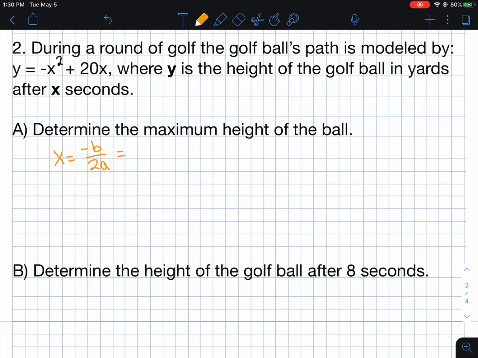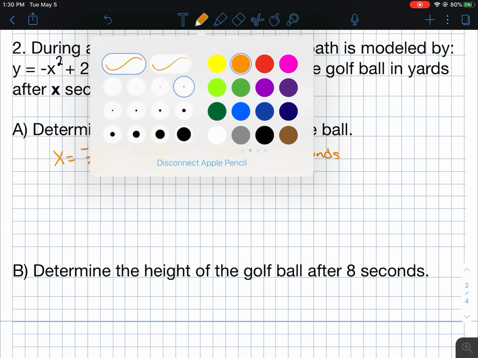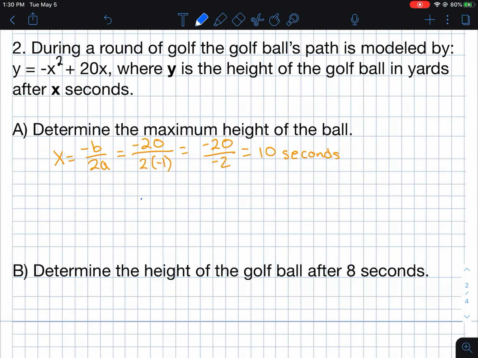So our b value is already positive, so it's going to be -20 over 2 times -1. So -20 over -2 is positive 10. So after 10 seconds, that is where the highest point of the golf ball is. So now I'm going to plug that into my equation.